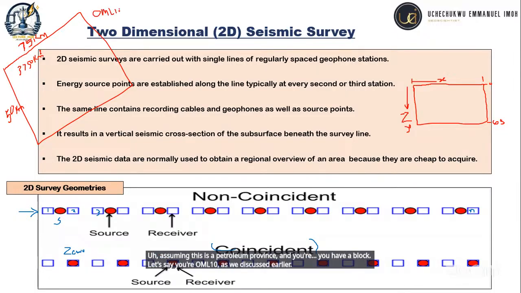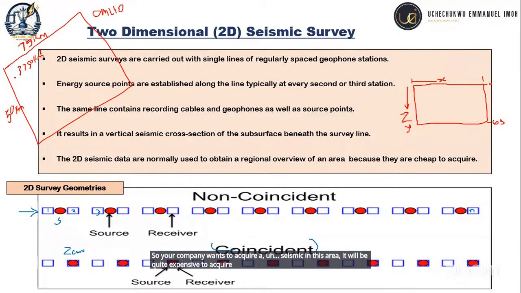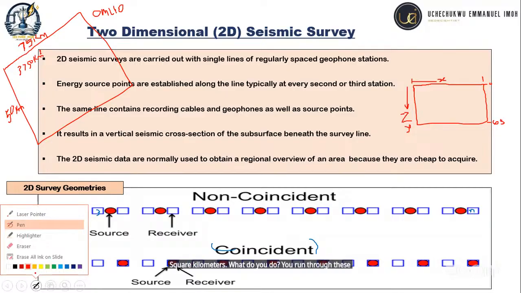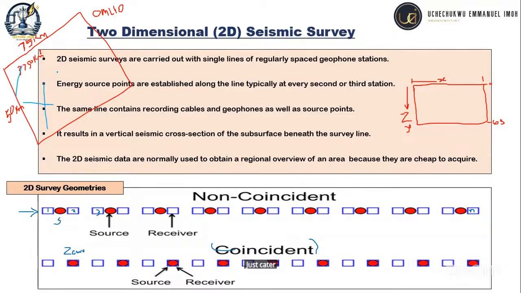So your company wants to acquire a seismic in this area. It will be quite expensive to acquire 3D seismic over this 3,750 square kilometers. What do you do? You run 2D seismic surveys over the region. So you run your 2D like this, just scatter 2D lines over the place, any direction you like.